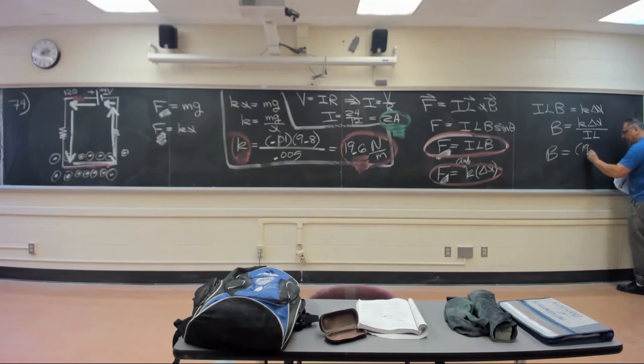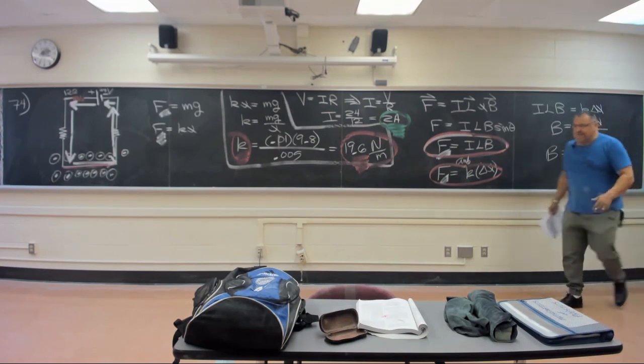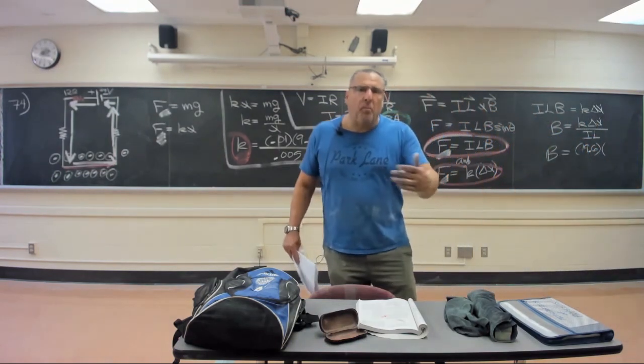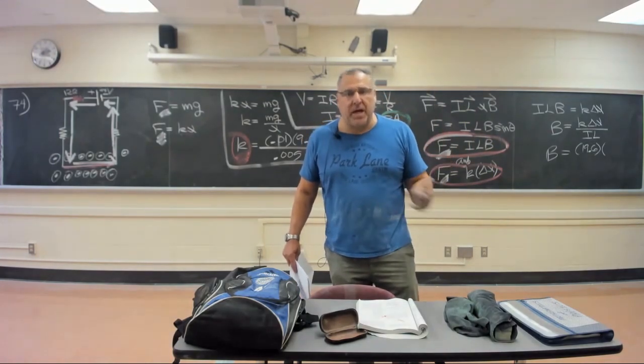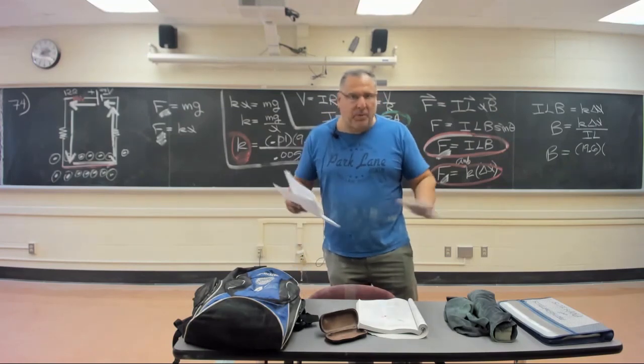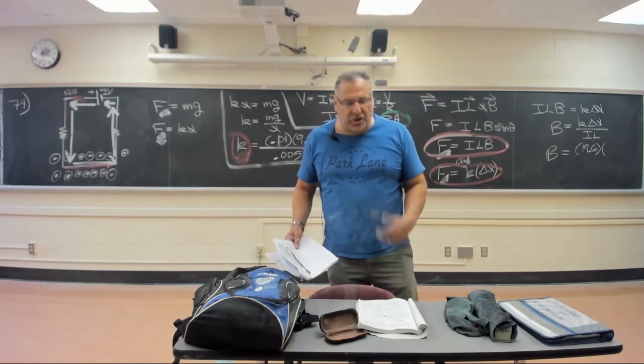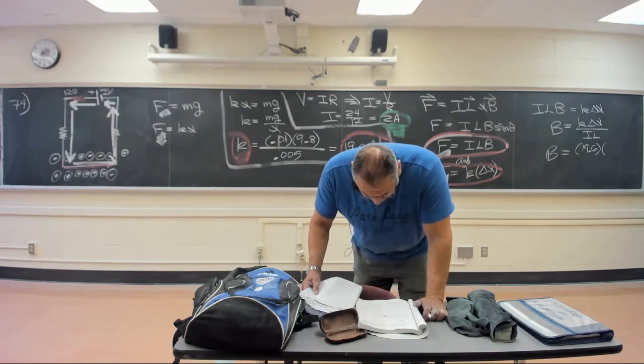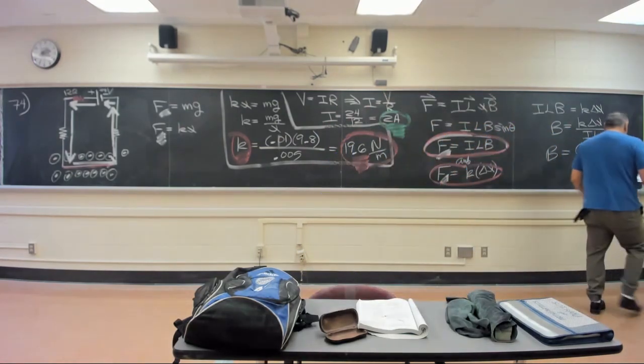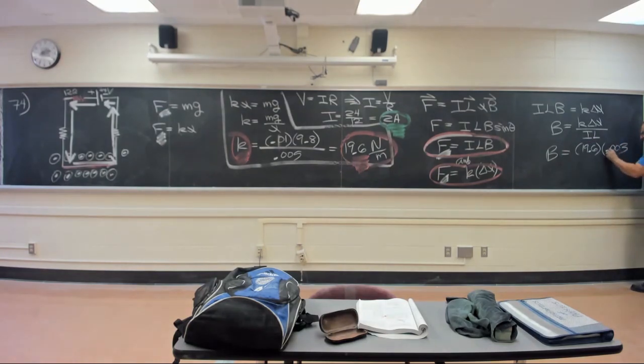K we said was 19.6 newtons per meter. Delta X was the fall down. It initially got stretched 0.5 centimeters, and then it stopped. It was at equilibrium at that point. There was no B field in play. Once the B field was put into this situation, it stretched another 0.3 centimeters. So 0.3 centimeters is 0.003 meters. I is 2 amps. L is 0.05.